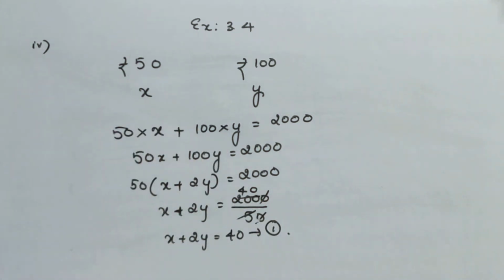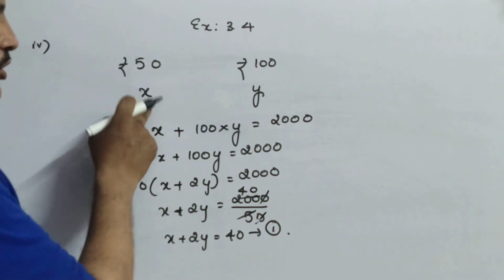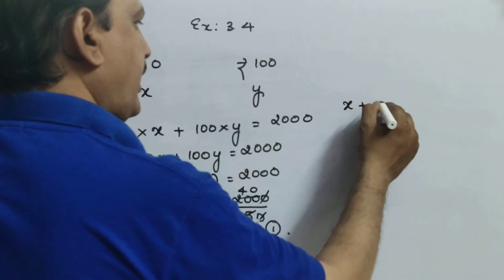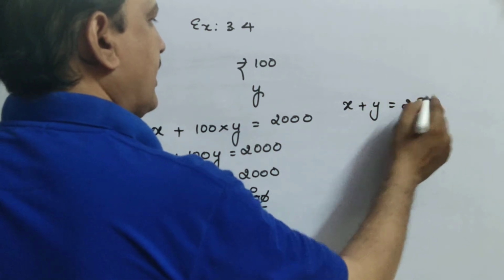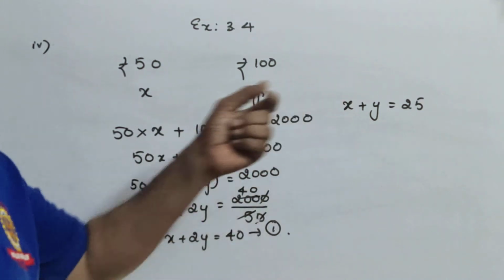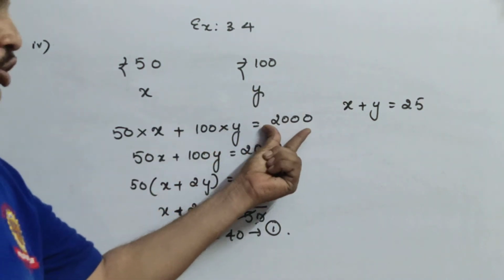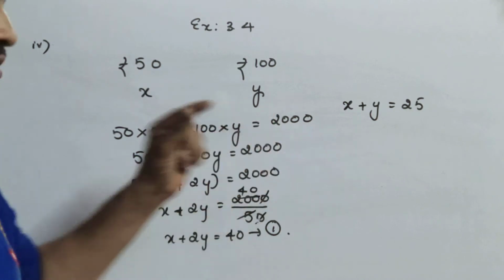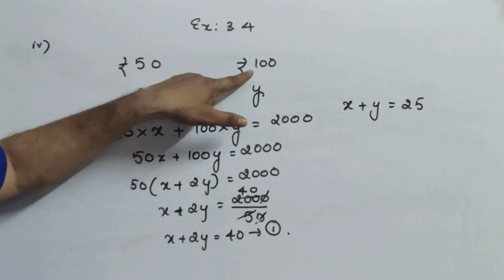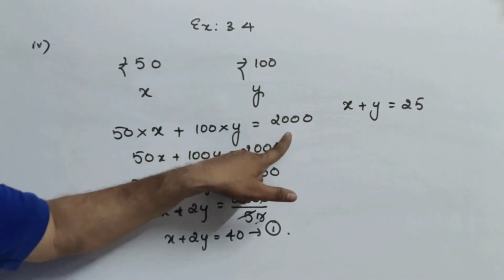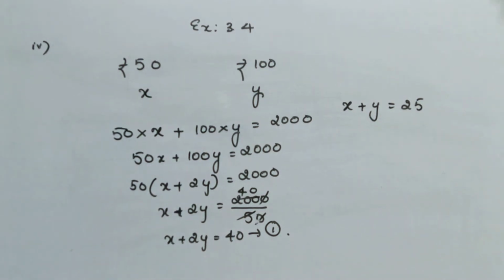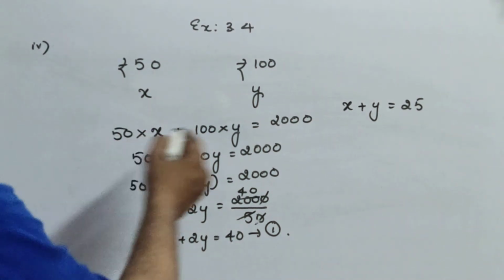And total together, that means x 50 rupees notes and y 100 rupees notes, and total both notes, x plus y notes. See, there is a lot of difference between notes and cash. Here 2000 rupees is the amount. How will you get the amount? 50 rupees notes into how many notes he gave, 100 rupees notes into how many notes he gave. Total together is the amount. Okay, that is total together amount is 2000.